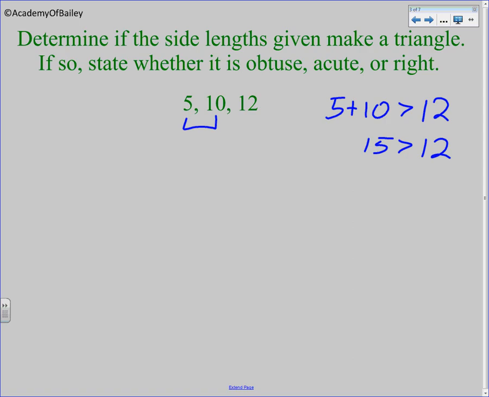I mean, we could check the other ones. 10 plus 12 we know is going to be greater than 5, and which other side have we not put together? 5 and 12. 5 plus 12 is greater than 10. We know all those to be true. Basically, I'm only going to be checking the two smallest sides compared to the larger side. All right, so right off the bat, we know that they can form a triangle.